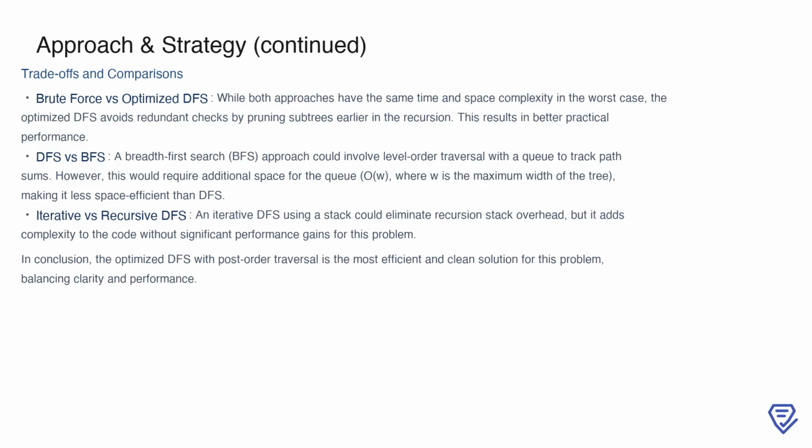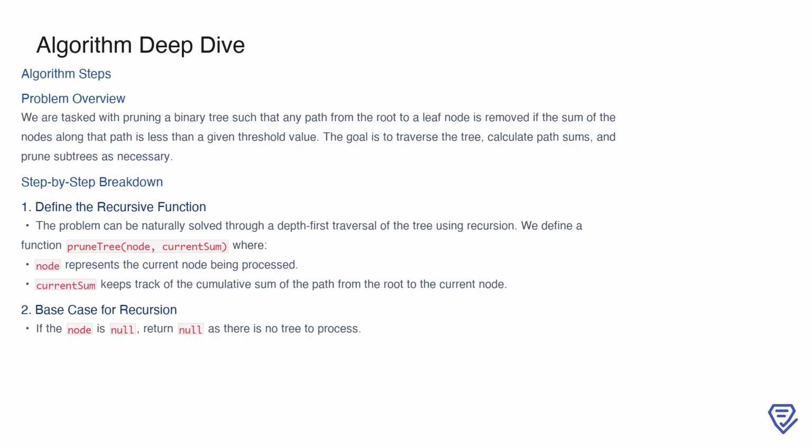Overall, the optimized DFS with post-order traversal strikes the right balance between clarity, performance, and space efficiency, making it the best choice for this problem. In this problem, we need to prune a binary tree such that any path from the root to a leaf is removed if the sum of the nodes in that path is less than a given threshold. Our approach involves traversing the tree, computing path sums, and removing subtrees that don't meet the threshold. To achieve this, we'll use recursion to perform a depth-first traversal.